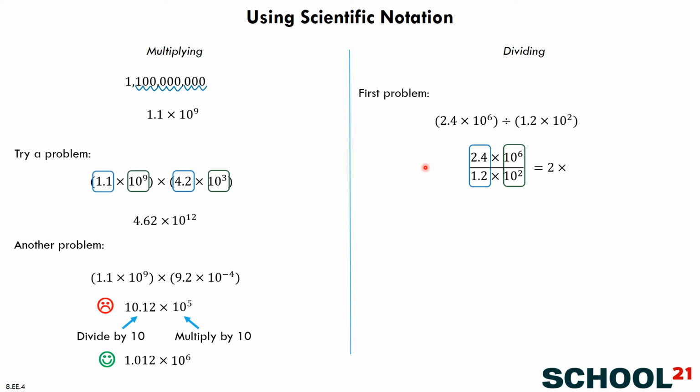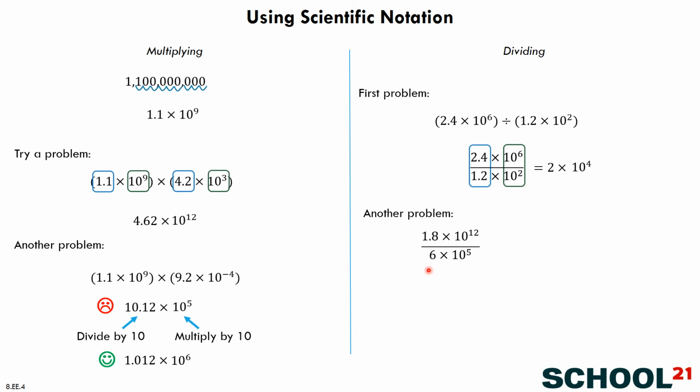What would that be? 2. Yep, that's 2. So our answer is going to be 2 times, and then with the exponents here, you're now dividing, so you're going to subtract. So what's the power of 10 going to be? 10 to the 4th. Yep. So this really complicated problem up here, because we're using scientific notation, turns into this really simple answer here. Okay, now let's try a little bit harder problem here.